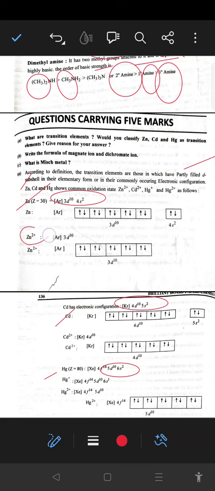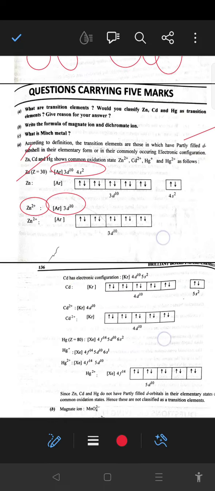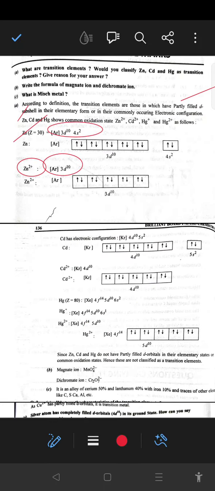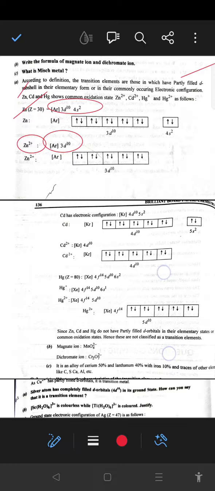that will give also 3d10, 4d10 and 5d10. There is also a completely filled structure of d orbital having no unpaired electron and doesn't act as a transition element. So that's why these are not regarded as transition elements.